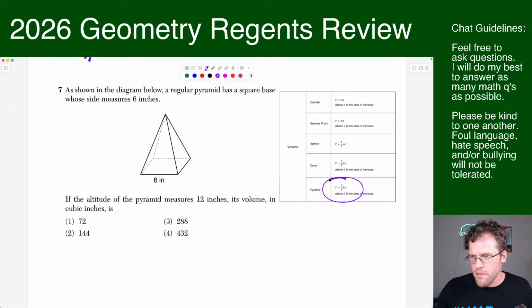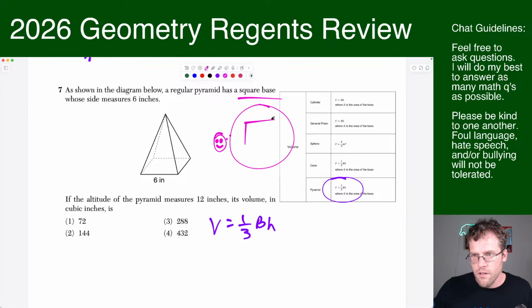So pyramid is this one. Volume equals 1/3 capital B times H. Capital B is the area of the base. But since you have a square base, just think of a square. This square is 6 by 6 inches. So if you had to find the area, you do 6 times 6 is 36, but square inches, because inches times inches is inches squared. So this is my capital B.